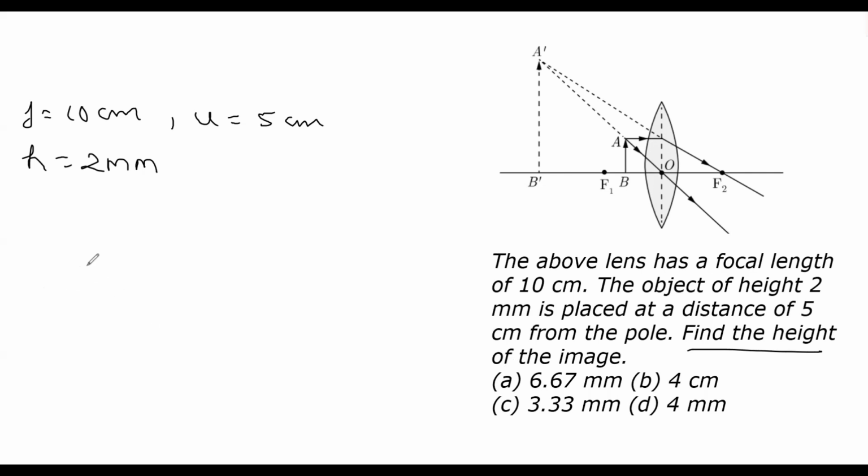Now we know that we have a relation for finding the height of the image, that is, we know it should be h dash over h is equal to minus v by u. But then what we need to remember is that in order to get h dash, we need h, we need u, we have, but we don't have v. And that's why we have to apply the lens formula. Well, it is a lens, so wait a second, h dash over h is equal to v by u and not minus v by u, right?